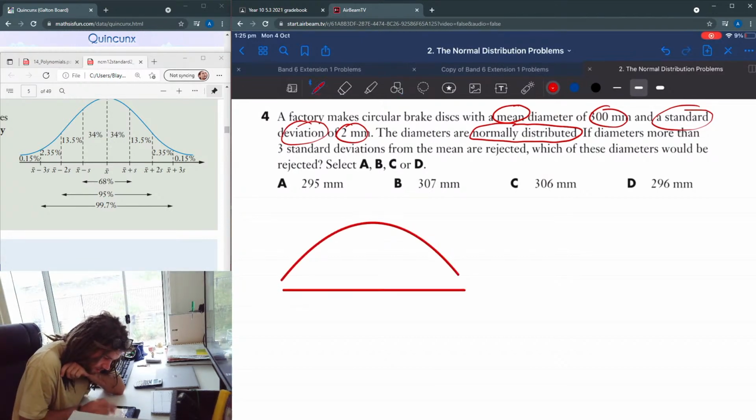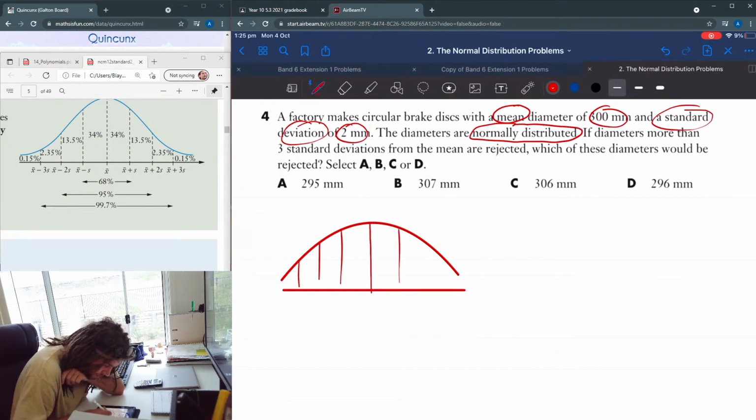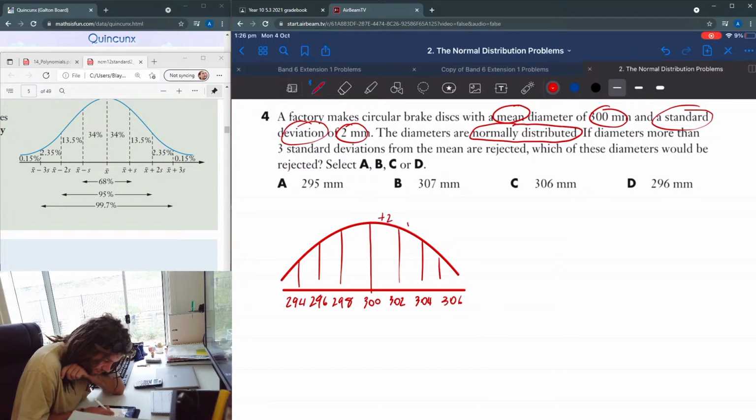That's my, and then I put the mean, and then 1, 2, 3, 1, 2, 3. So the mean is 300. The standard deviation is 2. So that's going to be 302, 304, 306, 298, 296, 294. So then that's plus 2, plus 2, plus 2, plus 2. I hope that makes sense.